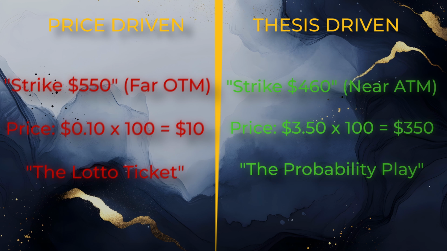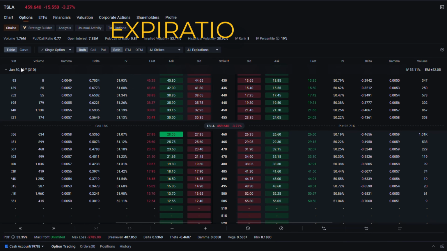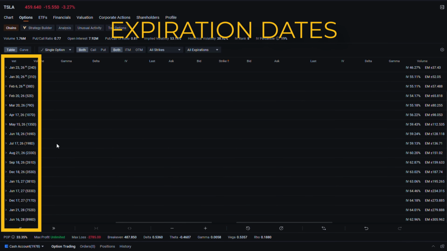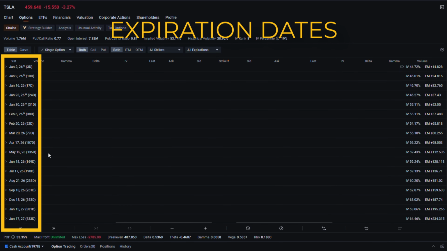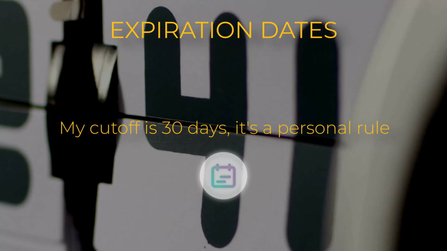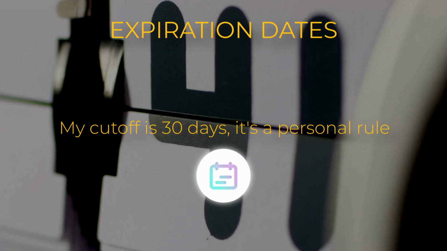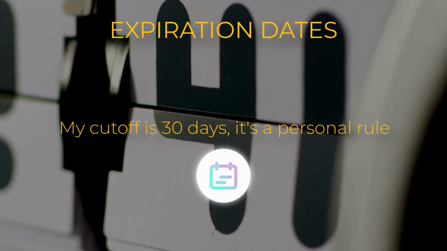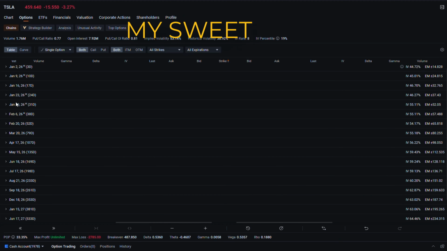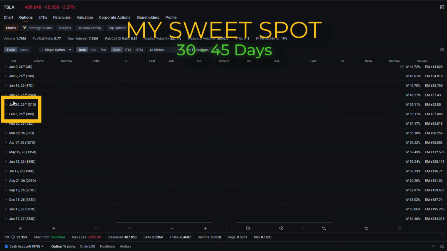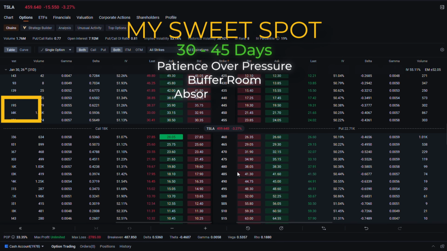One last thing, and it's really important: time. You'll see expirations from tomorrow to 18 months out. Never buy options with less than 30 days to expiration. Time decay accelerates in that final month. My sweet spot is 30 to 45 days. This gives my thesis room to breathe and time to work out.